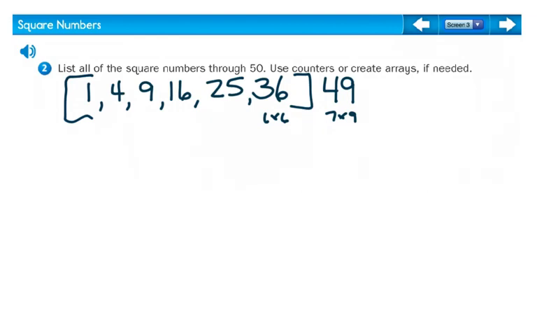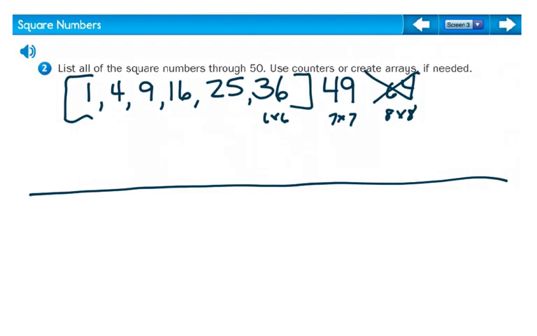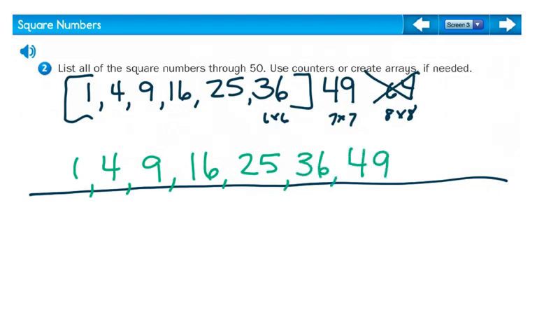Let me erase this for a minute. There should be 7 times 7. And then my next one would be 8 times 8, which is 64. And that's higher than 50. So on that line, it says write or list all the square numbers. Write this with me: 1, 4, 9, 16, 25, 36, and the next one would be 49. 8 times 8 would bring me greater than 50.